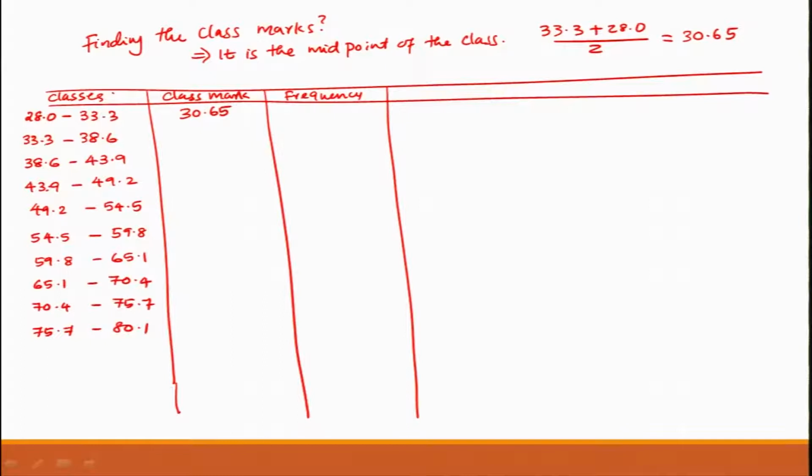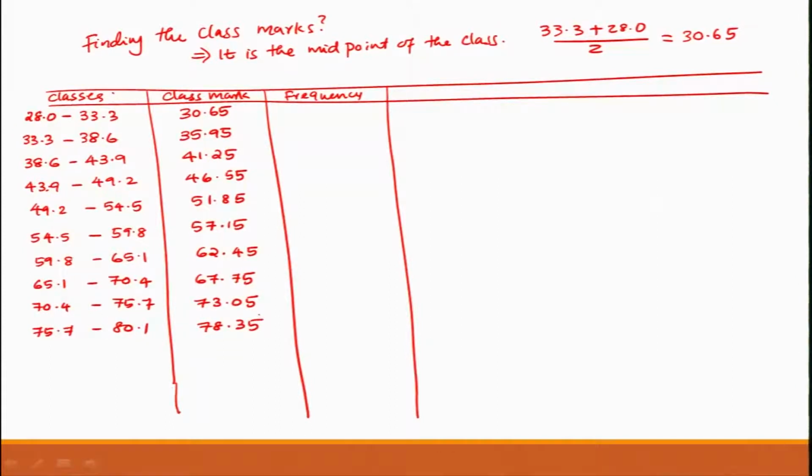Similarly, the other one is 38.6 plus 33.3, which will give you 35.95, and similarly 43.9 and 38.6, if you find the midpoint, it will be 41.25. Similarly, 49.2 and 43.9, you will get 46.55. Then it is 51.85, 57.15, 62.45, then 67.75, 73.05 and 78.35.